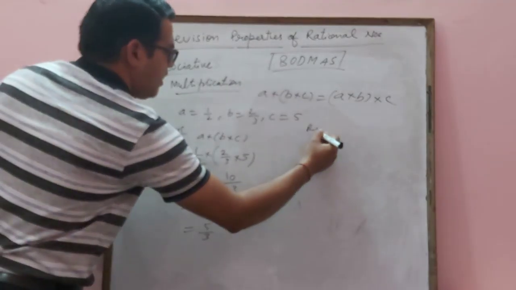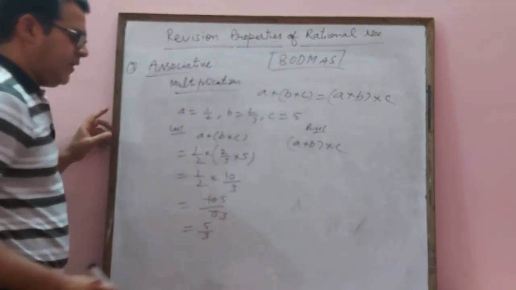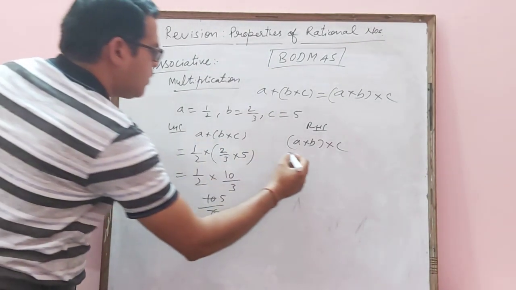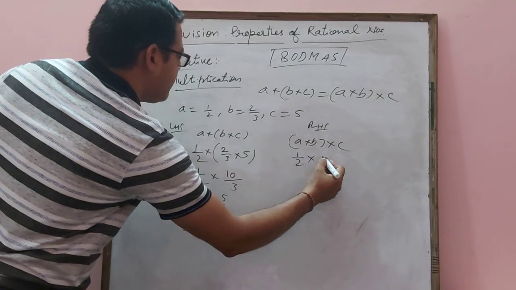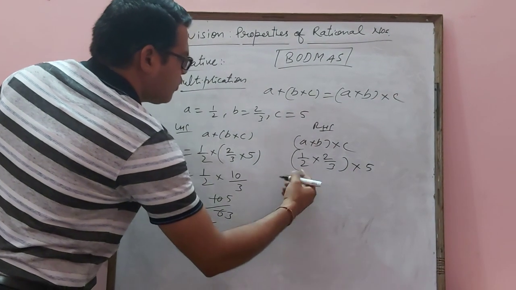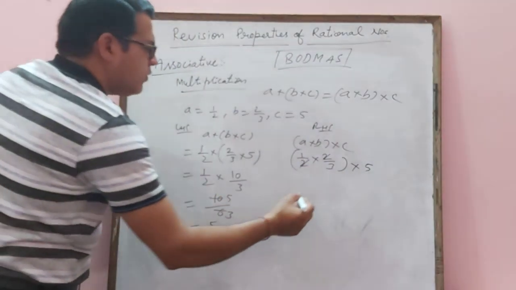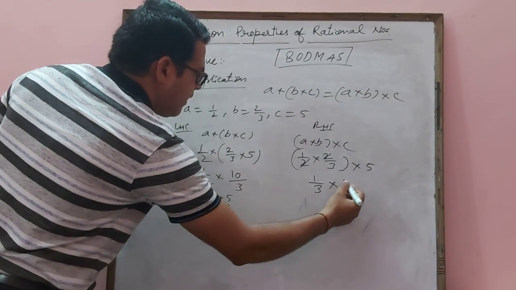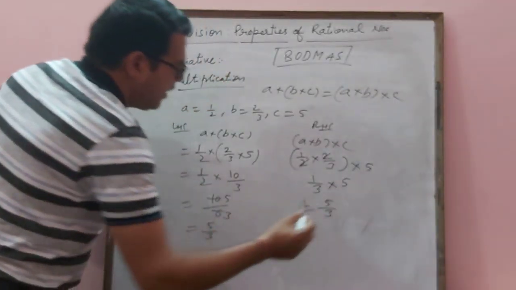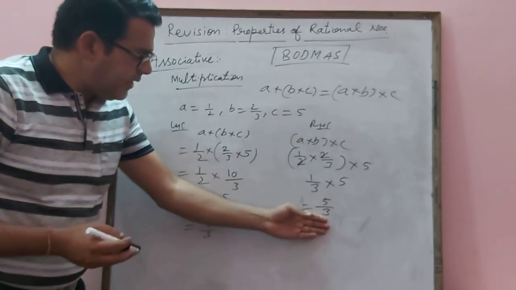And what about right hand side? A into B inside the bracket and C. So what is the value of A? Value of A is 1 by 2, B is 2 by 3 and C is 5. So first we need to solve this bracket. 2 we can cancel it also. So what we have here is 1 by 3 into 5. Now 5 by 3 we have. Now you can see here left hand side is 5 by 3 and right hand side is also 5 by 3.